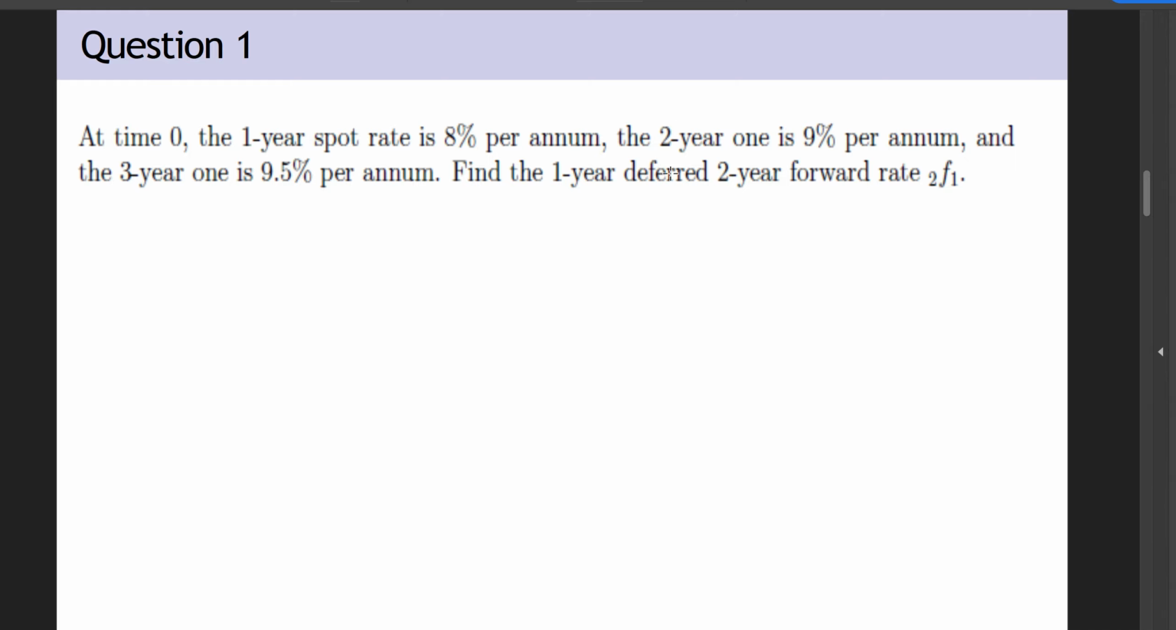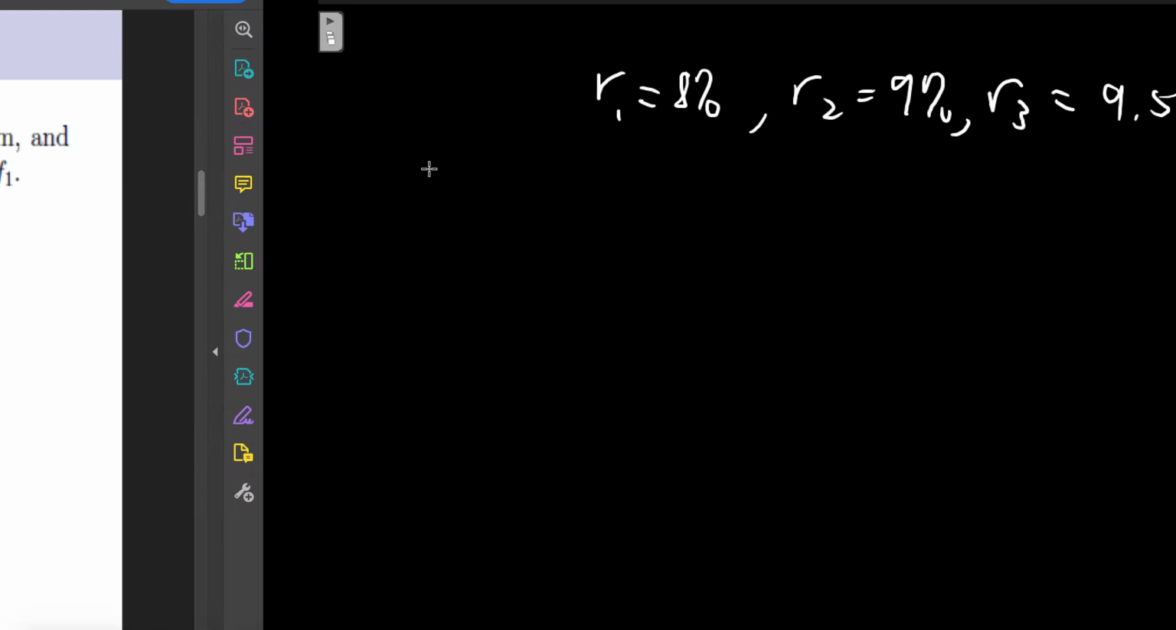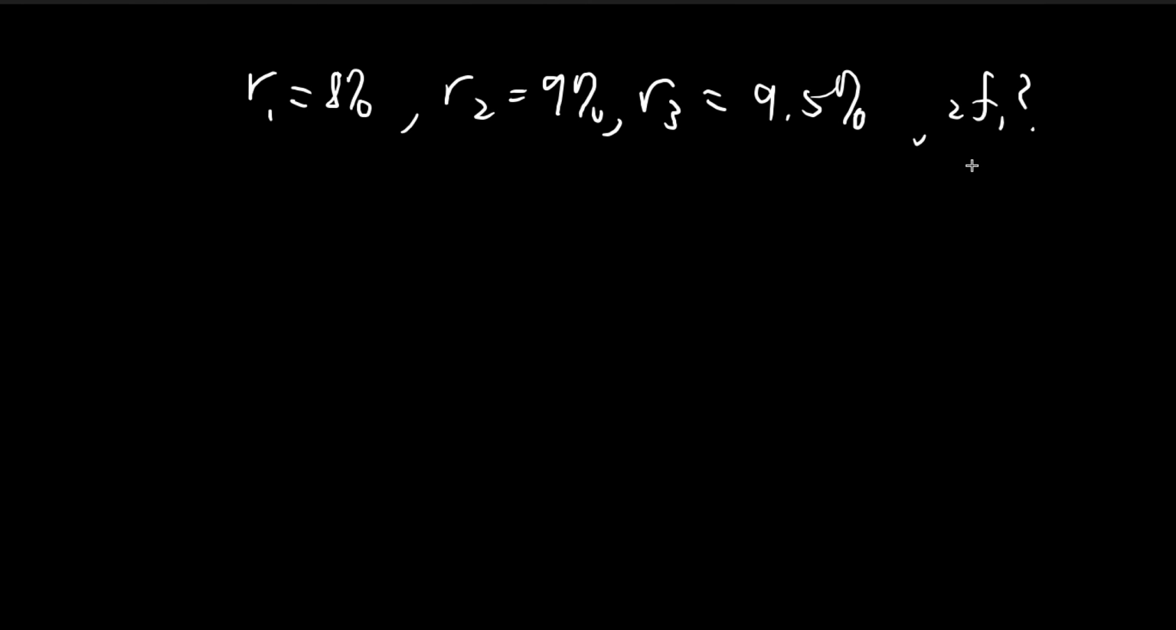In this question, we're asked to find the 1-year deferred 2-year forward rate, and then we're given all this information here. So I've written all the information down. The actual calculation itself is very simple, but the important question is what exactly is a forward rate? So I'm going to take a look at the simplified view here.